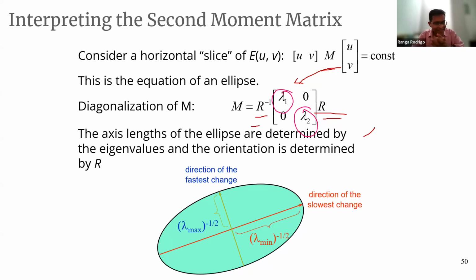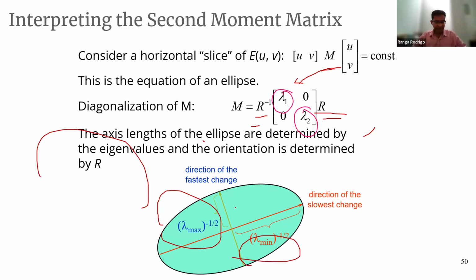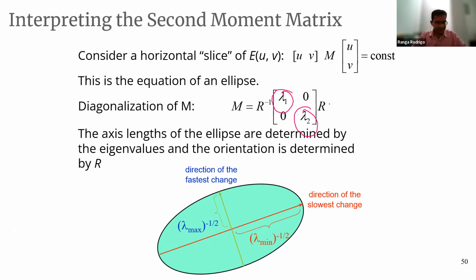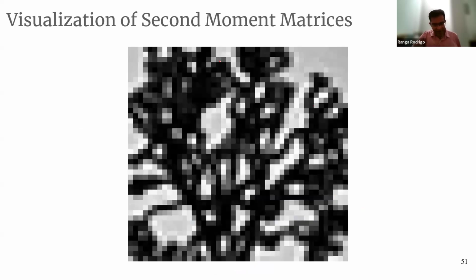Sorry about that. But the axis lengths of the ellipse are determined by the eigenvalues, and the orientation is determined by R. So these are the eigenvalues, lambda max to the power minus half and lambda min to the power minus half. These are the lambda values, the axis lengths of the ellipse determined by the eigenvalues, and the orientation determined by R.